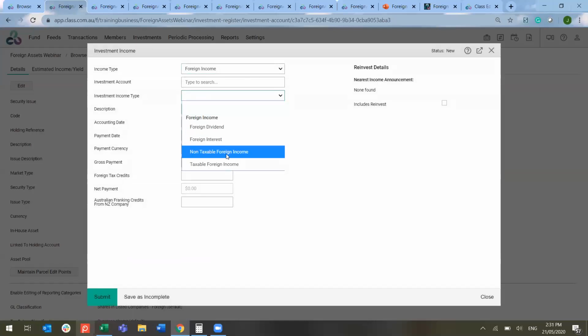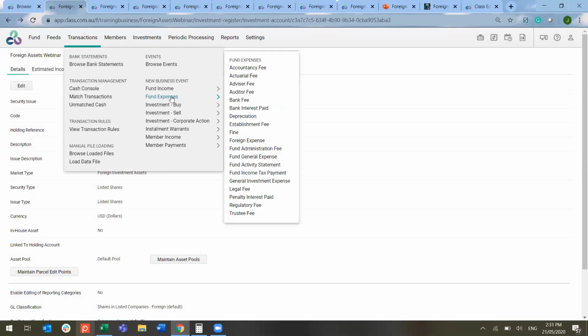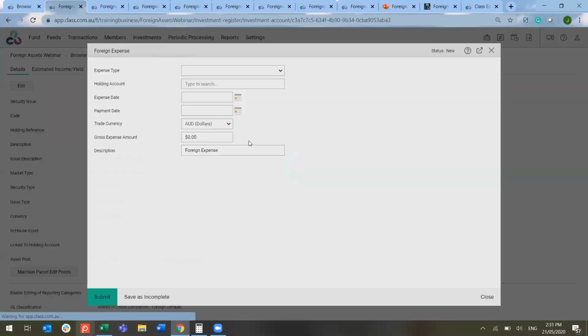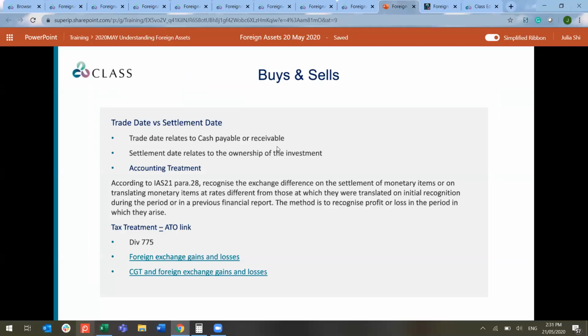You can choose either a non-taxable foreign income or a taxable foreign income, depending. I will discuss that a bit later. And if it is a loss or an expense, you choose fund expense and then take up the foreign expense, either deductible or non-deductible. For accounting, for sure, you need to take up this particular income or expense.